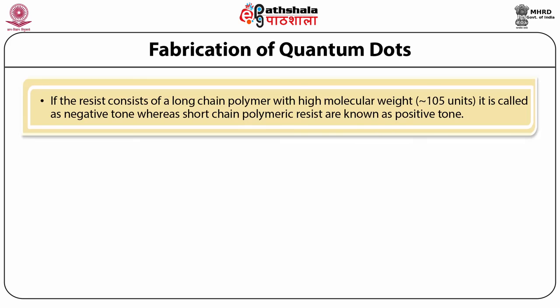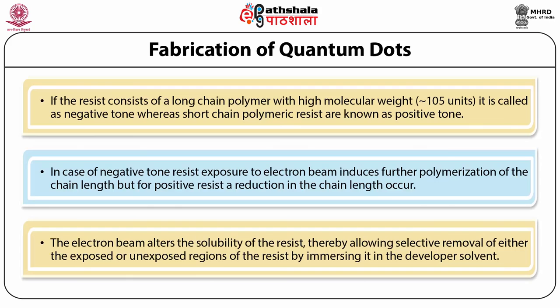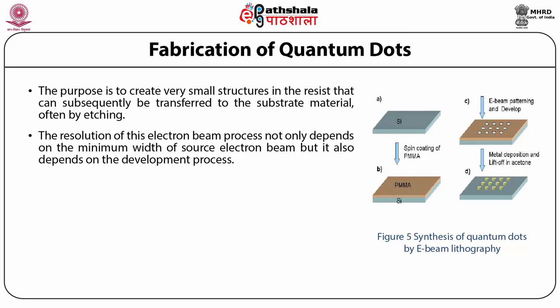In case of negative tone, resist exposure to electron beam induces further polymerization, increasing the chain length. But for positive resist, a reduction in the chain length occurs. The electron beam alters the solubility of the resist, thereby allowing selective removal of either the exposed or unexposed regions of the resist by immersion in the developer solvent. The purpose is to create very small structures in the resist that can subsequently be transferred to the substrate material, often by etching. The resolution of this electron beam process not only depends on the minimum width of the source electron beam, but it also depends on the development process.